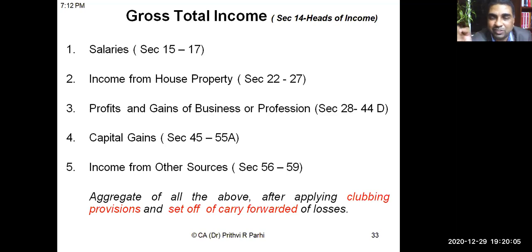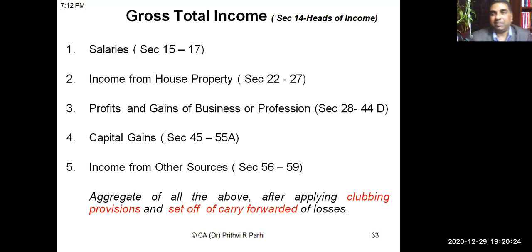So now you've understood, it will be clubbed or it will be added or deducted. In certain cases, it will be added. In some specific situations, it will be added.